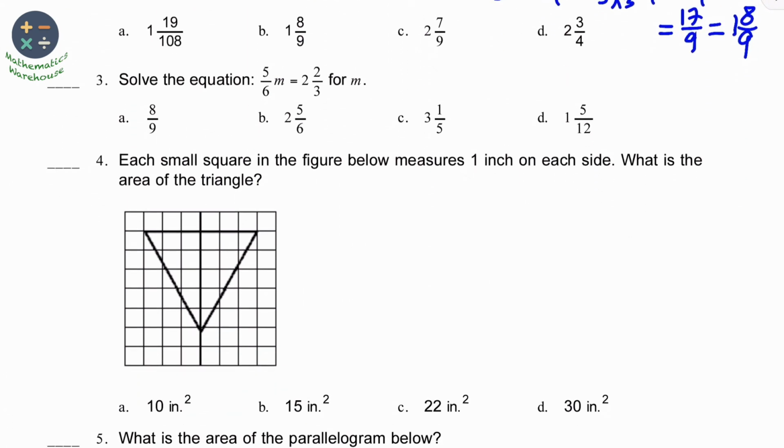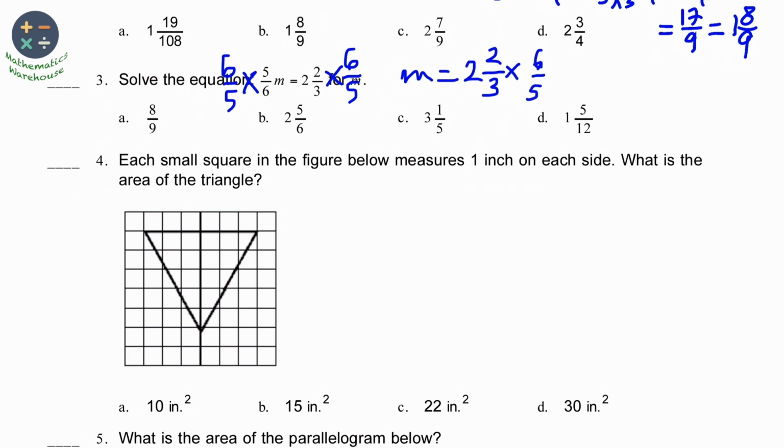Third question. Solve the equation 5 over 6 m equals 2 and 2/3 for m. As we know, if we have multiplication, we're going to divide. But in fraction division, it means multiplying by the reciprocal. So we're going to multiply both sides by the reciprocal, which is 6 over 5. So now m equals 2 and 2 over 3 multiplied by 6 over 5.